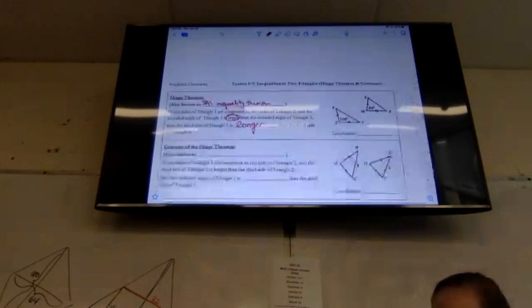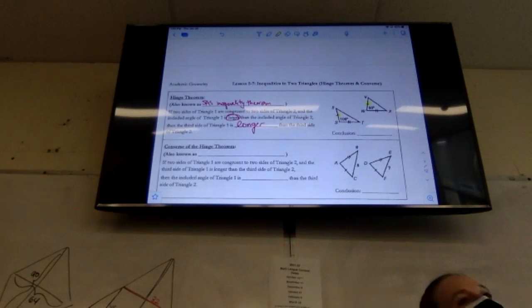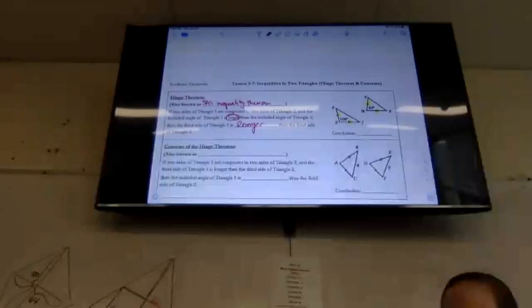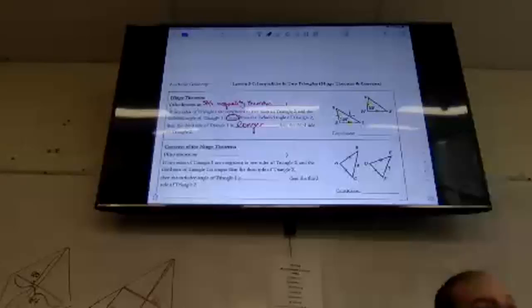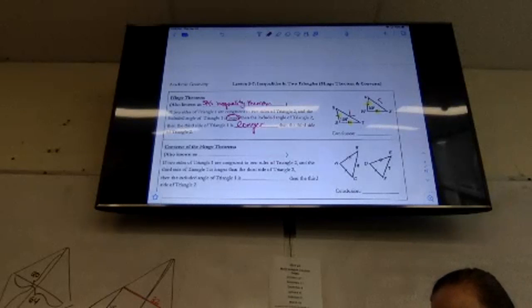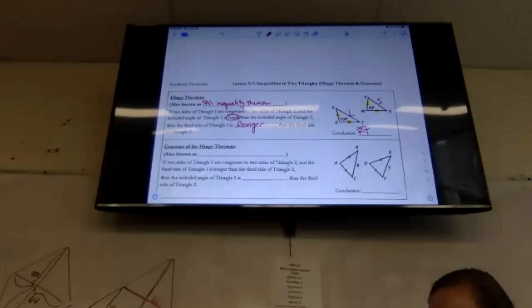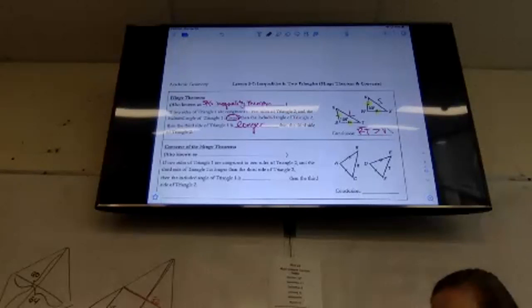In the picture, you see that RS is congruent to VW, and ST is congruent to WX. Now, which angle is bigger? Is angle S or angle W bigger? Angle S is bigger, so that means RT is the longer side, the bigger side, and VX is the smaller side. RT is greater than VX.